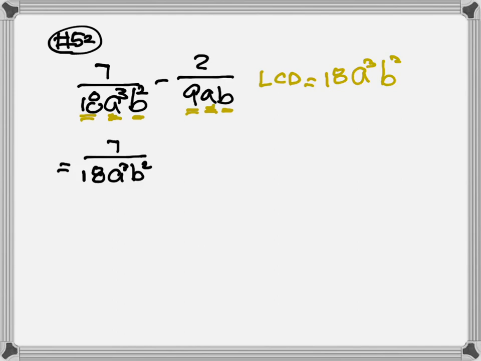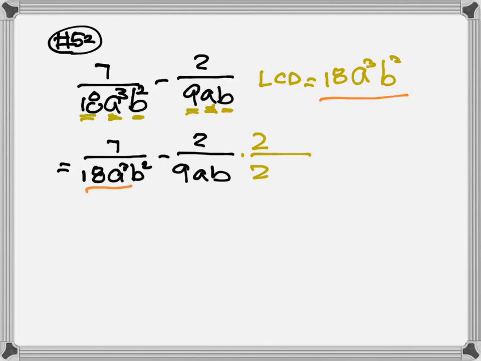Now let's compare the denominator of my first fraction with my common denominator. Both are the same, so I don't miss anything and I don't need to multiply anything. Now let's bring down my second fraction, 2 over 9ab. Let's look at my denominator. I have 9, but I need to get to 18. So 9 times 2 gives me 18. So I multiply 2 to the top and 2 to the bottom.